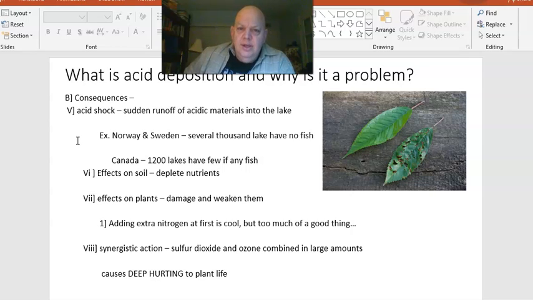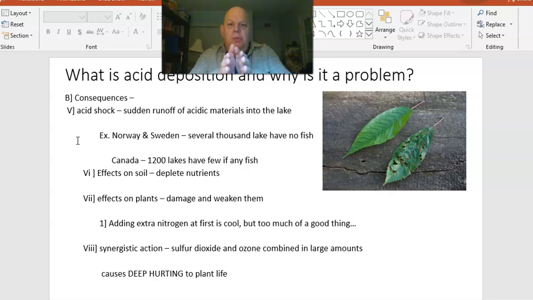Canada, on the other hand, has lots of lakes also because it is closer to Santa's workshop at the North Pole than the rest of us, okay? But they have very few, if any, fish. So they're running into the same problem that Norway and Sweden have, that acid deposition lowers the pH of the lakes and then it causes the fish not to survive very well.